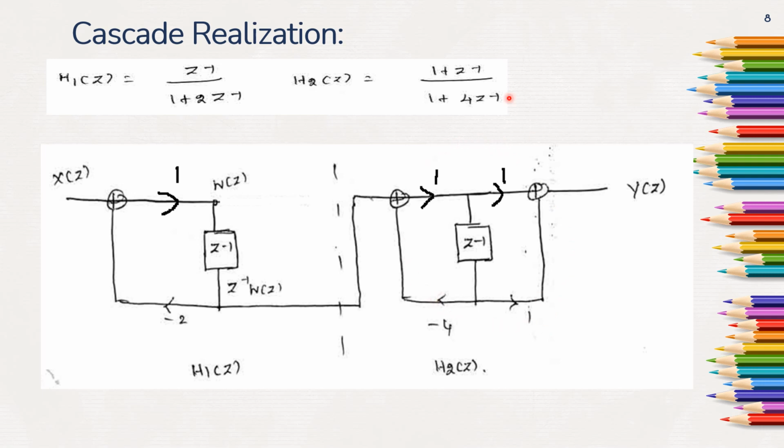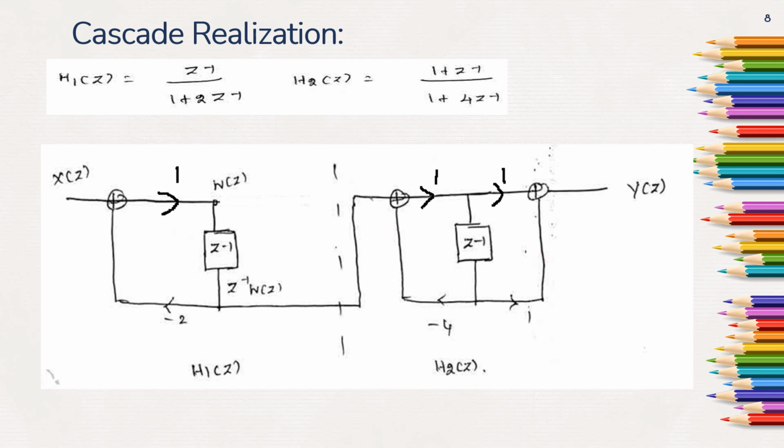I repeat, the numerator coefficients will come to the right hand side and denominator coefficients will come to the left hand side with the sign reversed. Except for that one, the remaining terms will have a sign reversal. So this is the output. Since it's a cascade realization, we are connecting H1 of z and H2 of z, one after the other.